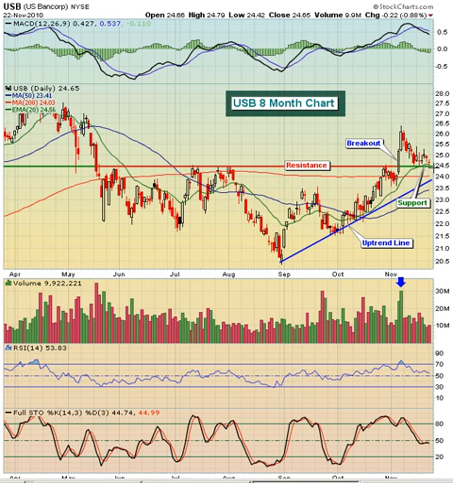So USB is sitting here at a pretty good entry point in terms of reward to risk. To the upside, what I'd be looking for is a move off of support and a push back up above $26 to test the early November highs.